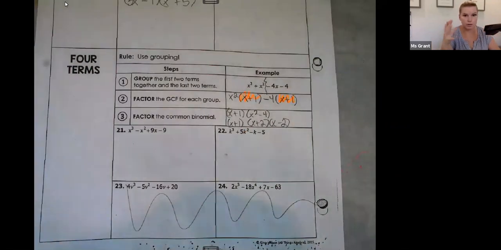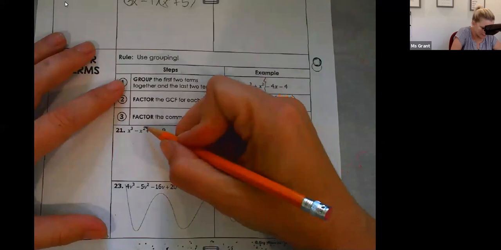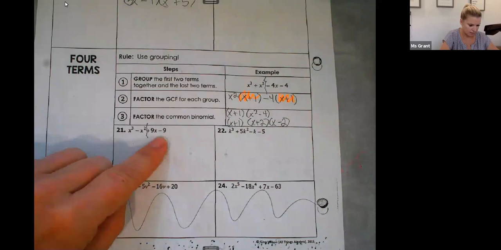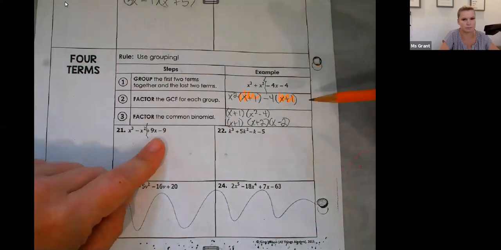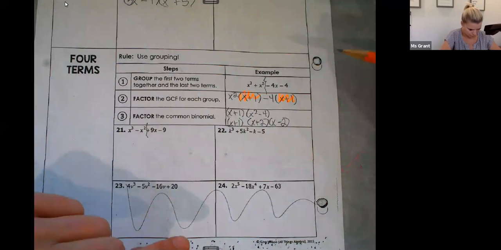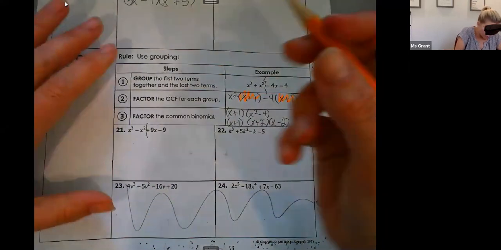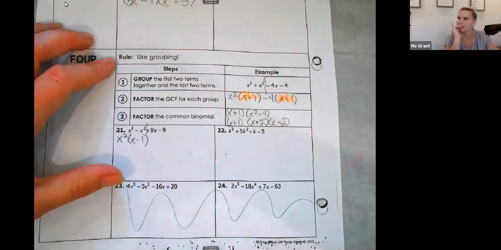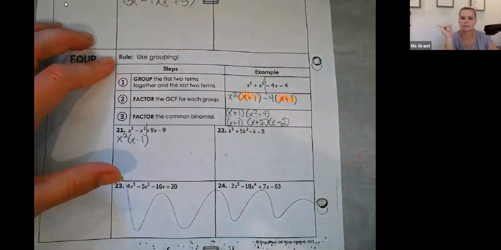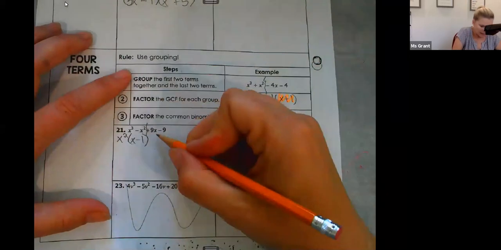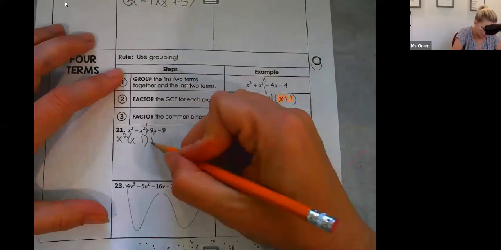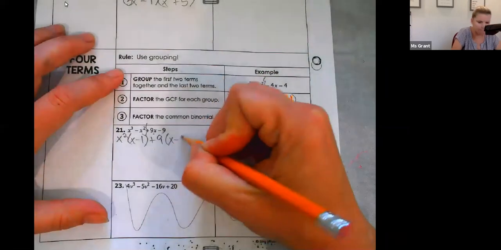Okay, last one we're going to do as a group is 21. Cut it in half, right down the middle, because I'm going to see that there are common factors in the beginning, common factors at the end. This one's very similar to my example. So x squared comes out and I have x minus 1. Then out of my second set, I have 9 in common. Plus 9, x minus 1.